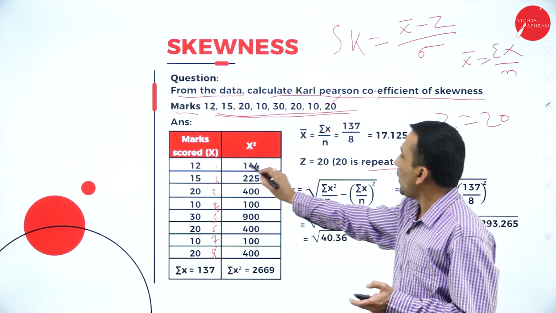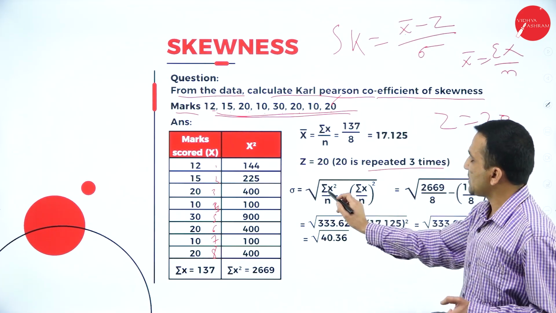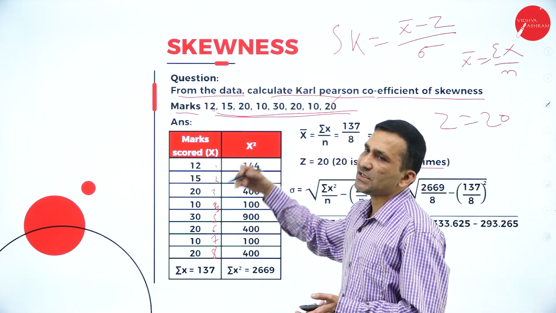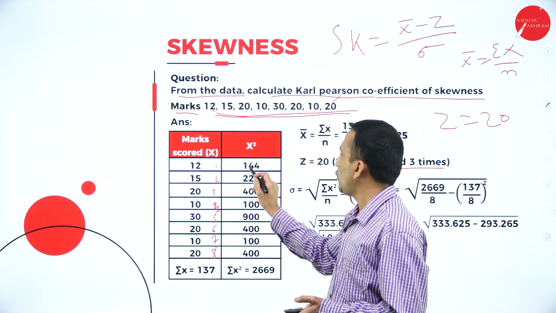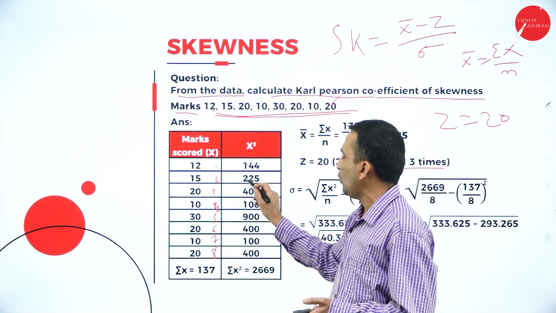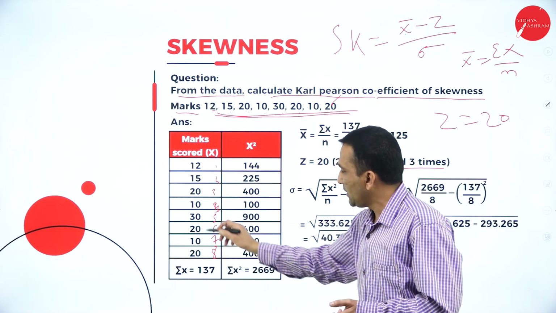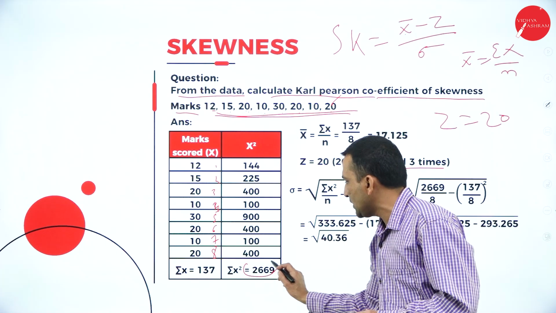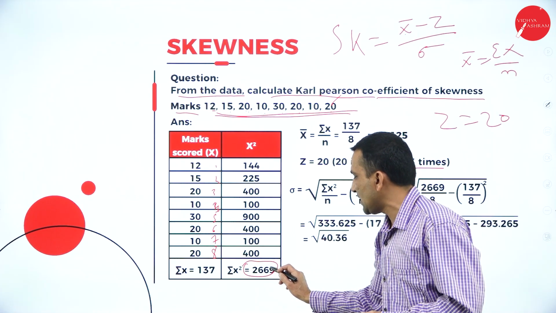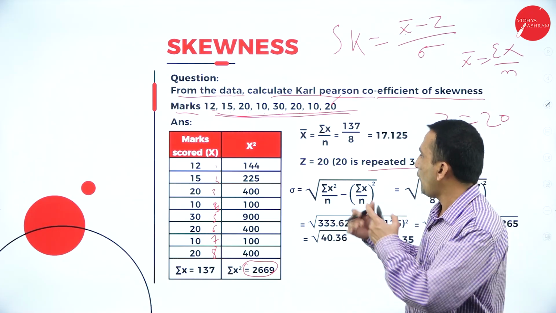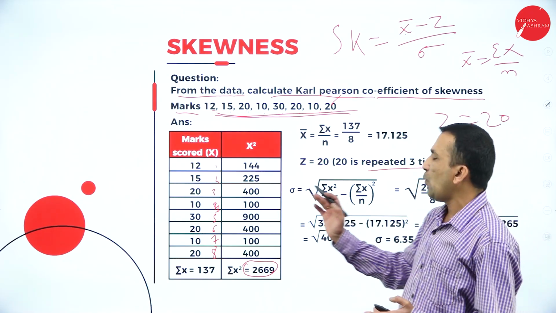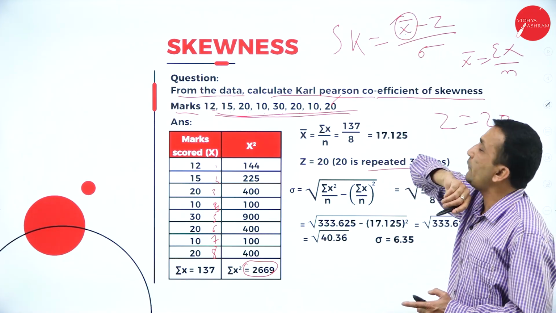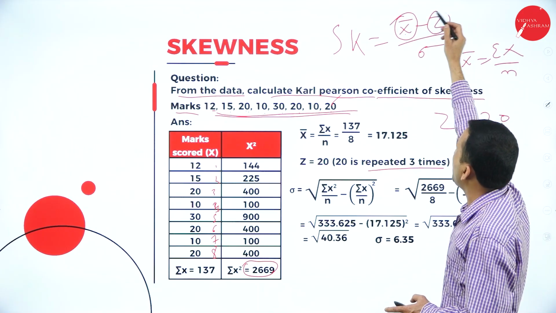Now according to the standard deviation formula, x square is required. So for each x value I take the square: 12 into 12 is 144, 15 into 15 is 225. After getting all the squares, you have to take the summation. 2669 we are getting. Now finally we can simplify this formula one by one. According to the formula, we need to first find x bar, and mode also we need to find.